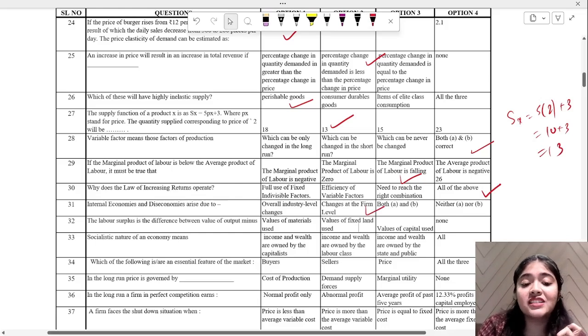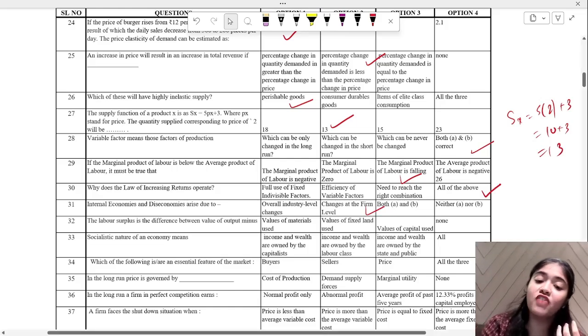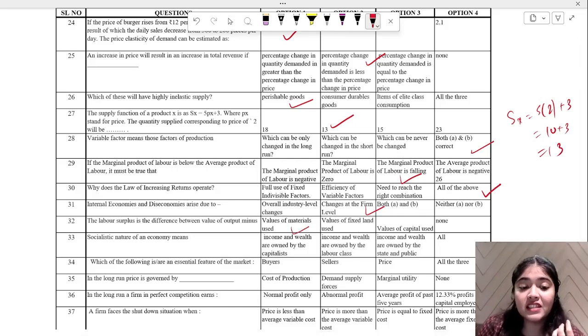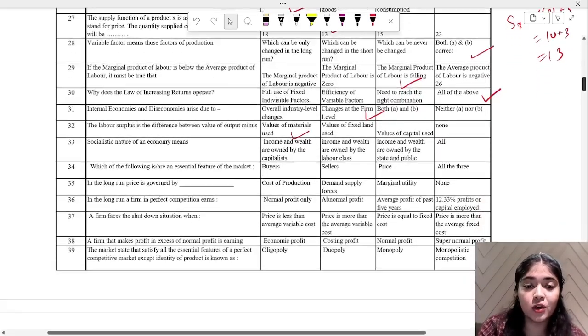Labor surplus is the difference between value of output minus what? Value of materials used, value of fixed land used, or value of capital used, or none. Yes, value of material used. Labor surplus is the difference between value of output minus your material use. Yes, one second, let me scroll it.